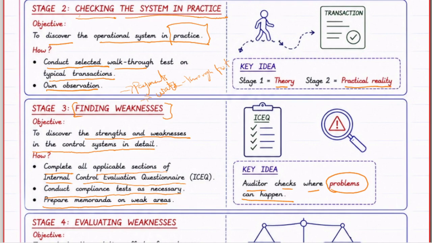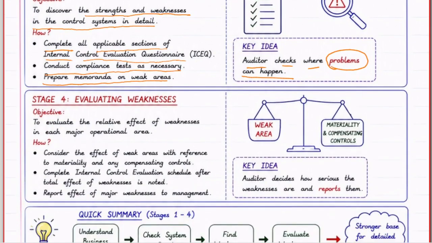Okay, that money is gone, it's out of the business, there is a leakage. So that is the weaknesses that an auditor is to check, based on what he or she is being told and the reality. That's stage 2, the practical reality of what he or she sees. You understand? So number 3 is finding the weaknesses. Number 4 is evaluating weaknesses, to evaluate the relative effect of weaknesses in the major operational area. That's the objective of evaluating weaknesses.